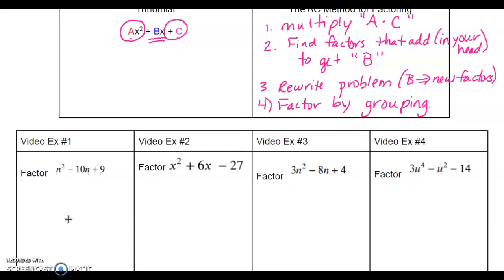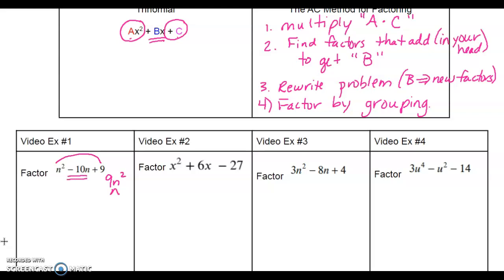Okay, so I'm going to leave these rules here as we do our first problem. Okay, so we're going to multiply these together. I get positive 9n squared. I'm just going to write it on the side. What we need to do is come up with what times what will give us negative 10n.